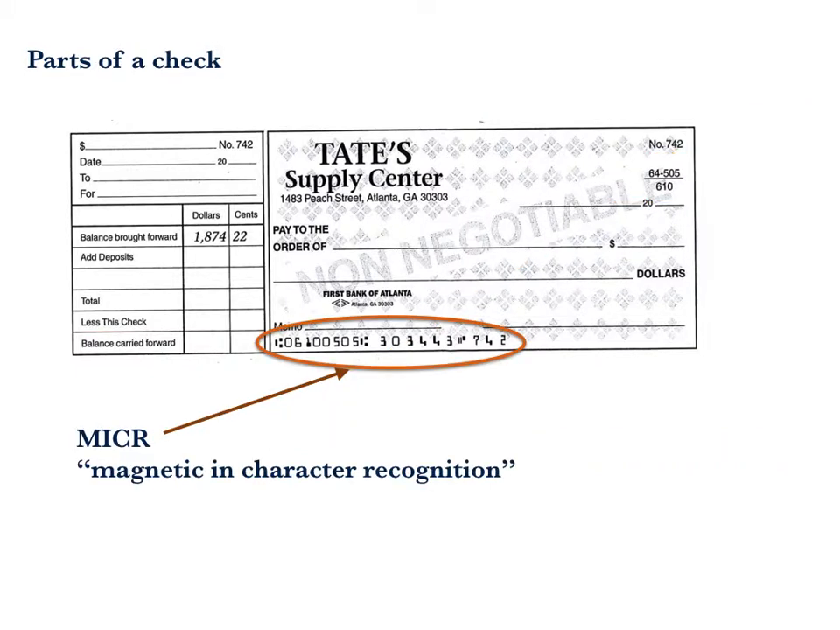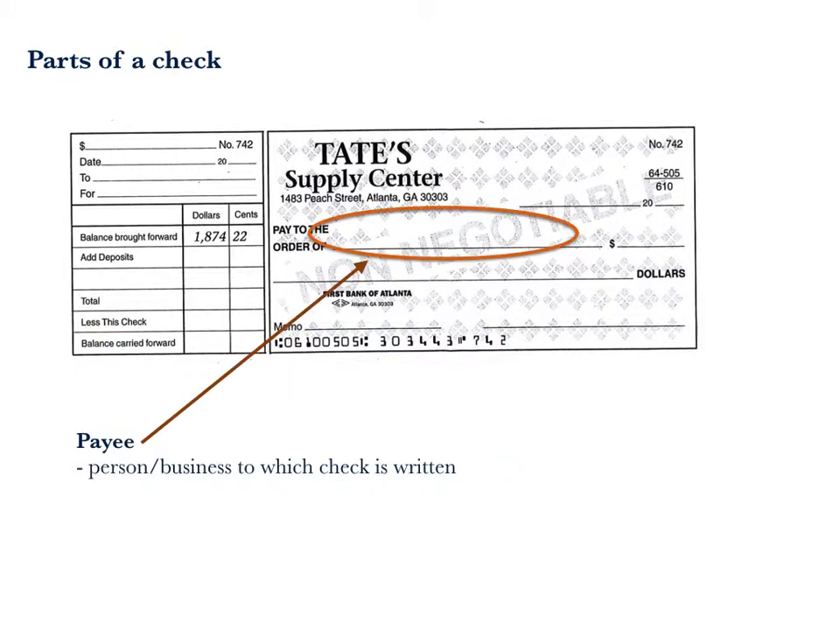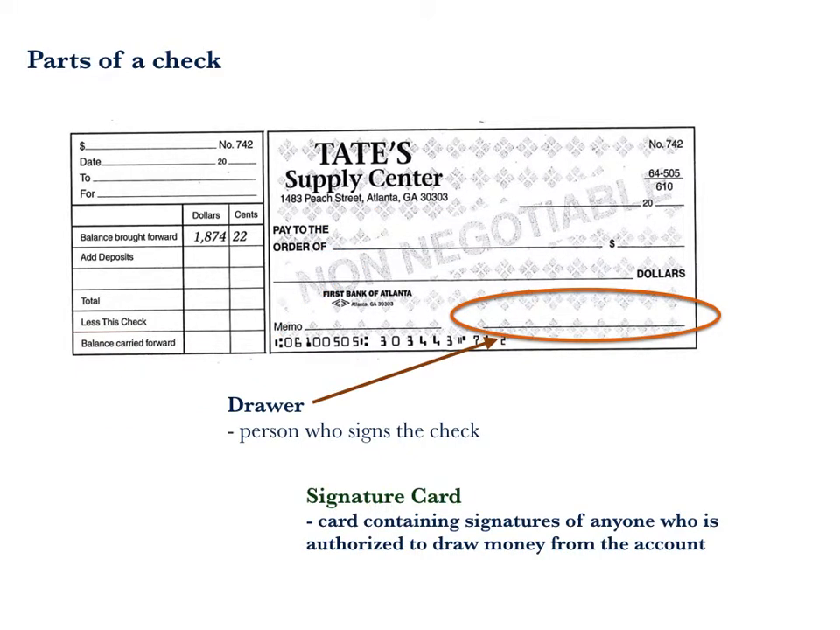Next we have down on the bottom the set of numbers that look like they're encoded. That is called the MICR, which is Magnetic Ink Character Recognition. The payee, where it says pay to the order of, we write the payee, which is the person or business to which the check is written. And the drawer, down in the bottom right there's a blank line, and that's where you put your signature, is the person who signs the check.